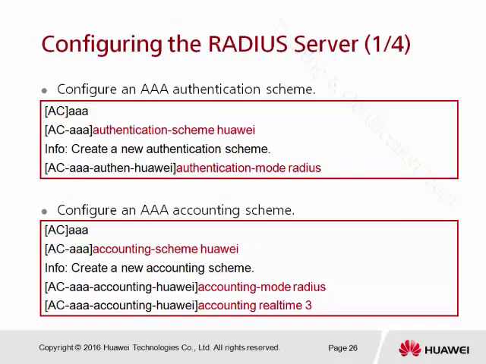configure the RADIUS server. Still the same, we are right now inside the AC. We use a command called aaa inside the system view to go into the AAA view. Over there we use the command authentication-scheme, then we give a name. For example, right here I use Huawei. Then next, inside the Huawei authentication scheme, I enable the authentication mode as radius.